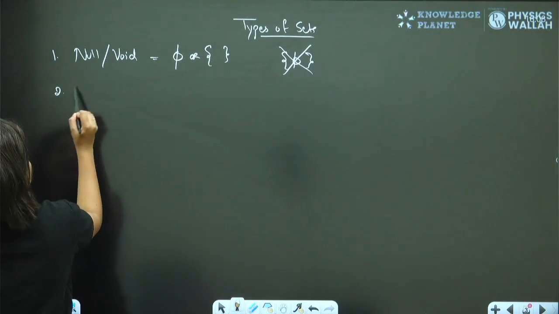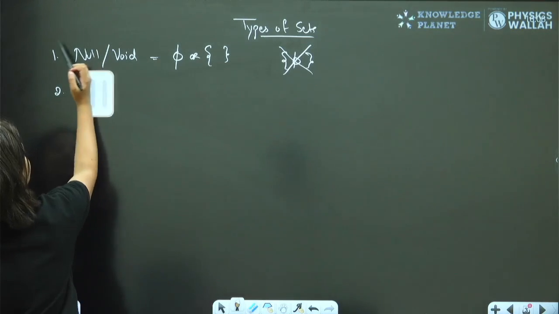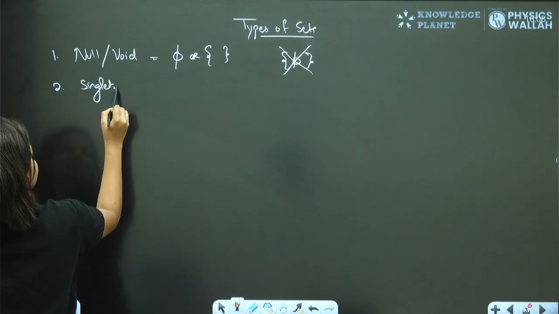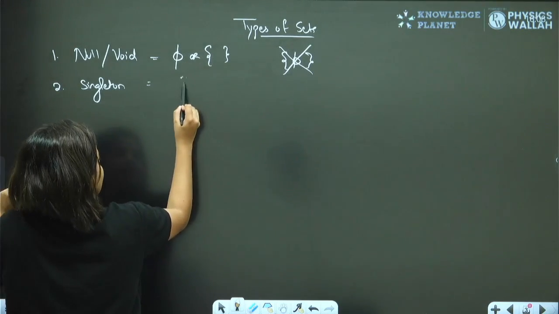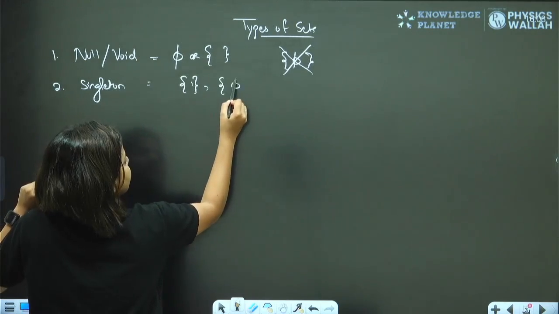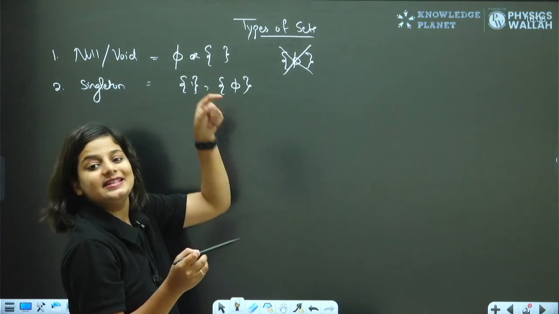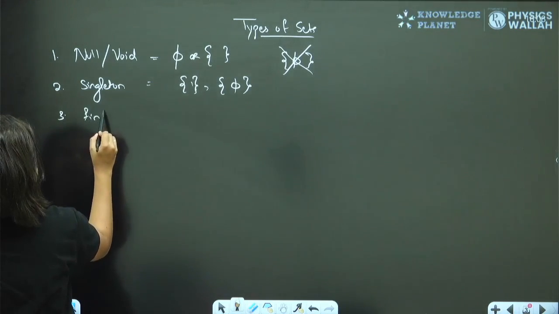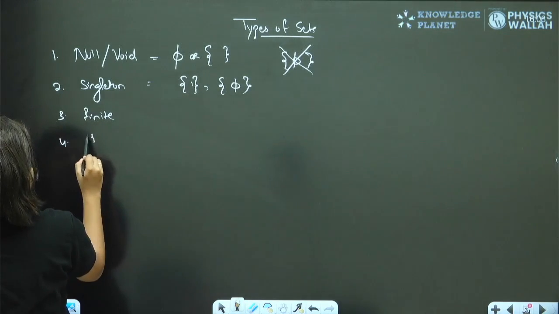Do not try to write it like this. This is not your null set. The second type of set that we studied was the singleton set. The name itself says there will be only one element in the set. This is a singleton set; there is one element phi in it.